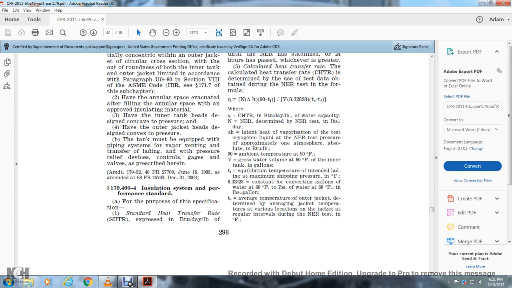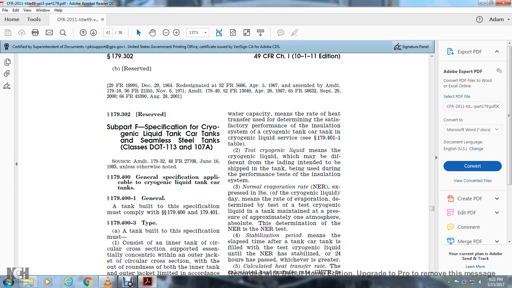The purpose of the specification for the standard heat transfer rate expressed in BTUs per day per pound of water capacity means the rate of the heat transfer for the use of determining the satisfactory performance of the insulation system of cryogenic tanker car tank in a cryogenic liquid service to 179.401 table. Test cryogenic liquid means that the cryogenic liquid should be different from the loading of the intent of the shipment of the tank between the use and during performance test, insulation test, and system.